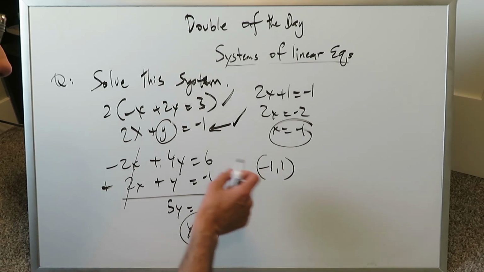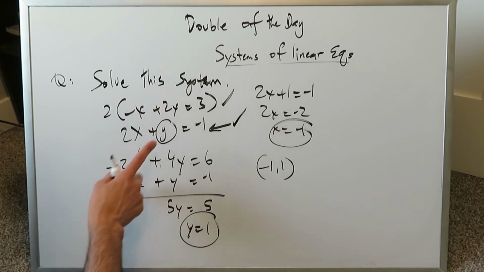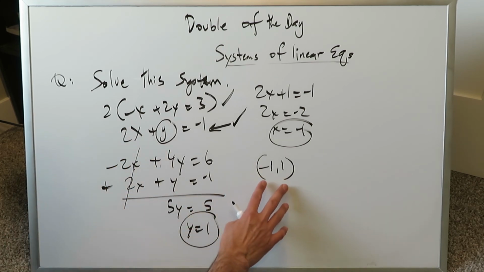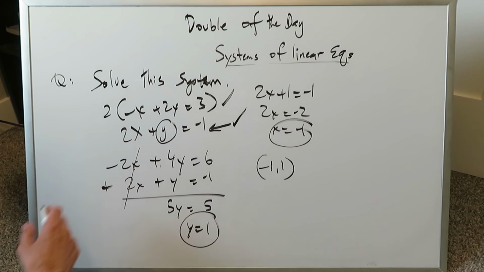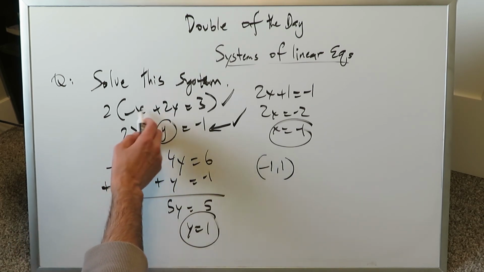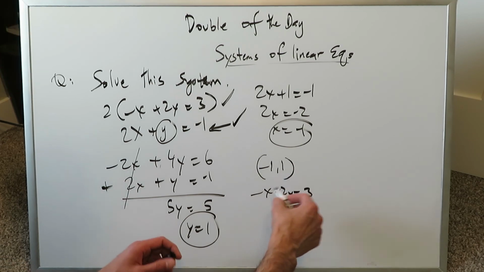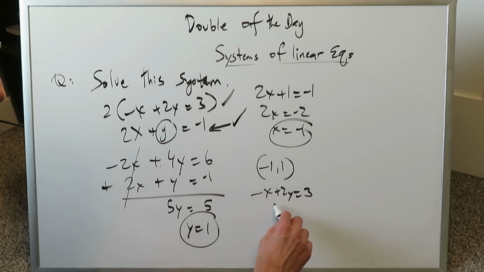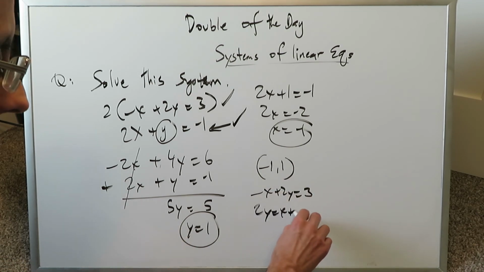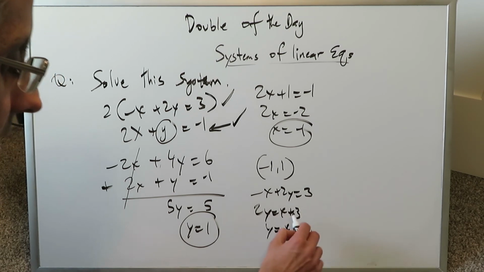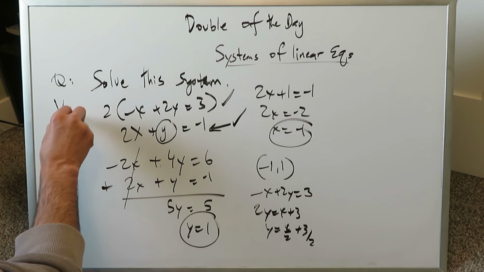What does this tell you? It was two different, intersecting lines. They each had different slopes. They had different y-intercepts, and they have one point of intersection. Therefore, there's one solution. You can even look very quickly over here at the first equation, minus x plus 2y is equal to 3. Convert it into the y equals mx plus b format. 2y is equal to x plus 3, and y is equal to x over 2 plus 3 over 2. The first equation has a slope of 1 over 2.